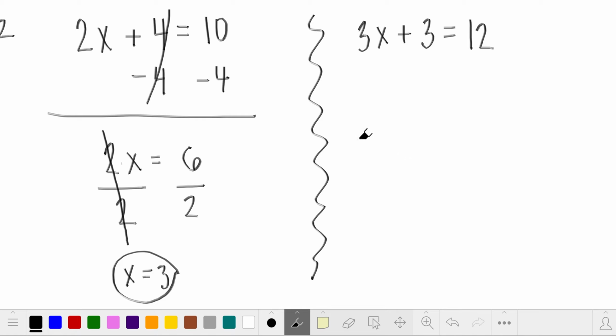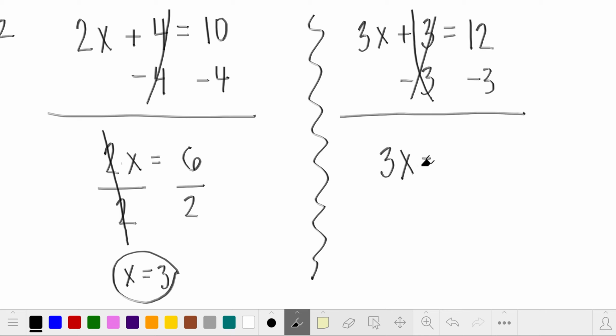So if you paused this video and tried this problem on your own, you should have done step 1, subtract 3 from both sides to get rid of this 3. Right, we're trying to get to x. We're trying to figure out what x is. So if we subtract 3 from both sides, we're one step closer to the x. Now we get 3x is equal to 9. And then we divide both sides by 3. x is equal to 3.